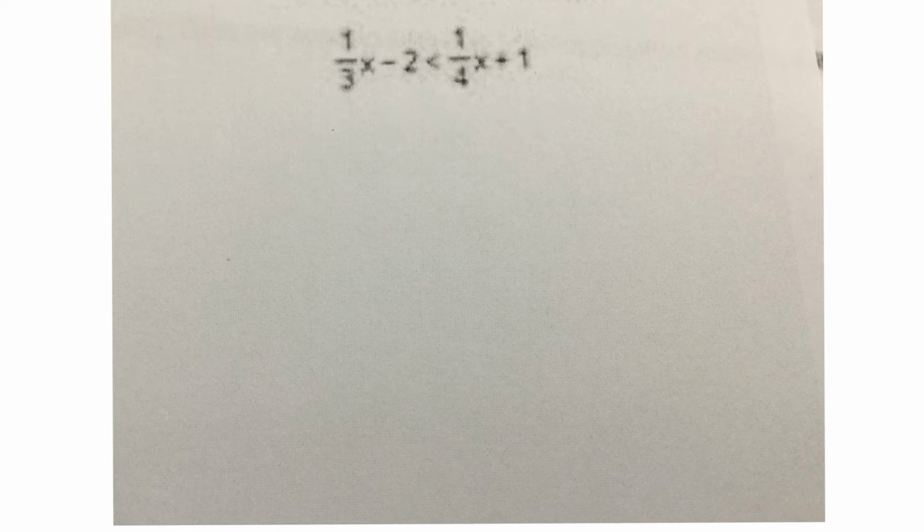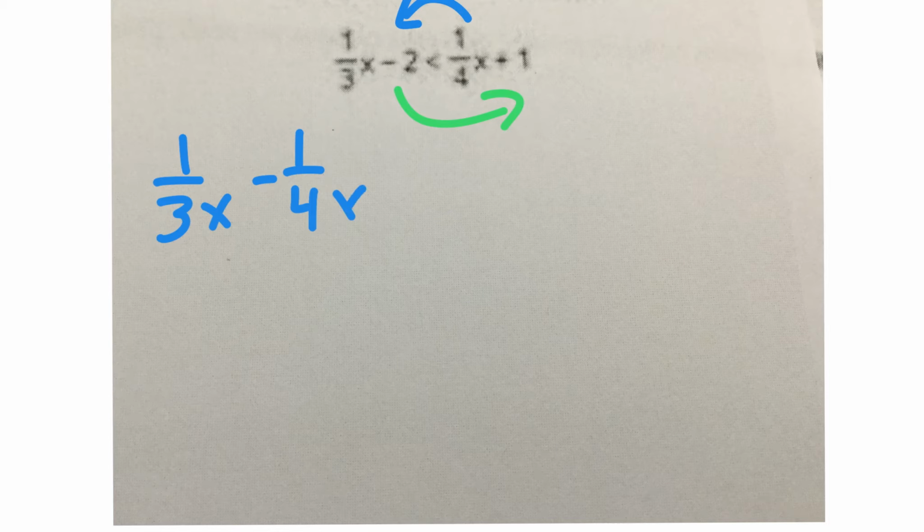So now I've got 1/3 x minus 2 is less than 1/4 x plus 1. So I've got variables on both sides. So to solve the inequality, I need to get the variables to one side, all the numbers to the other. So I'm going to move 1/4 x to the left. I'm going to move -2 to the right. That gives 1/3 x minus 1/4 x is less than 2 plus 1.